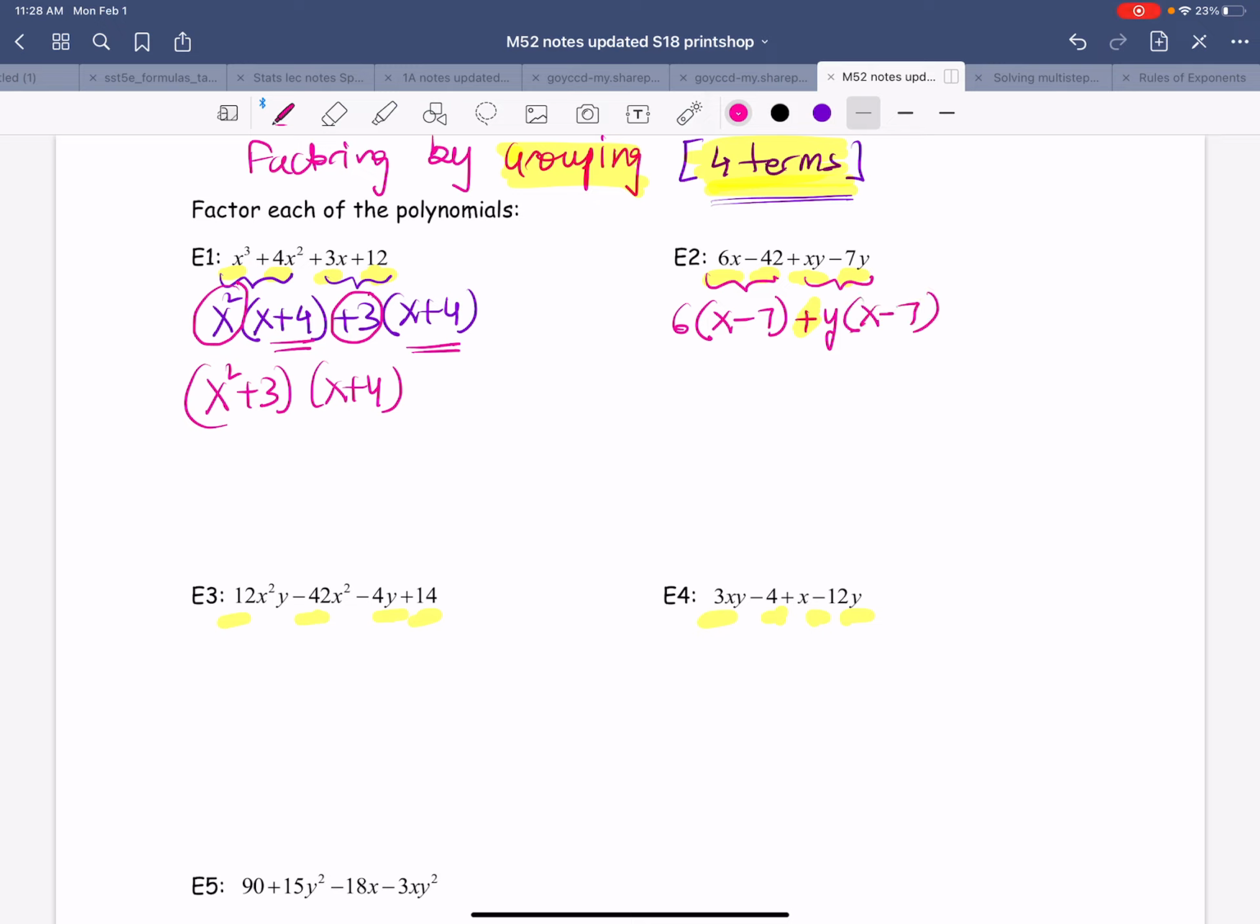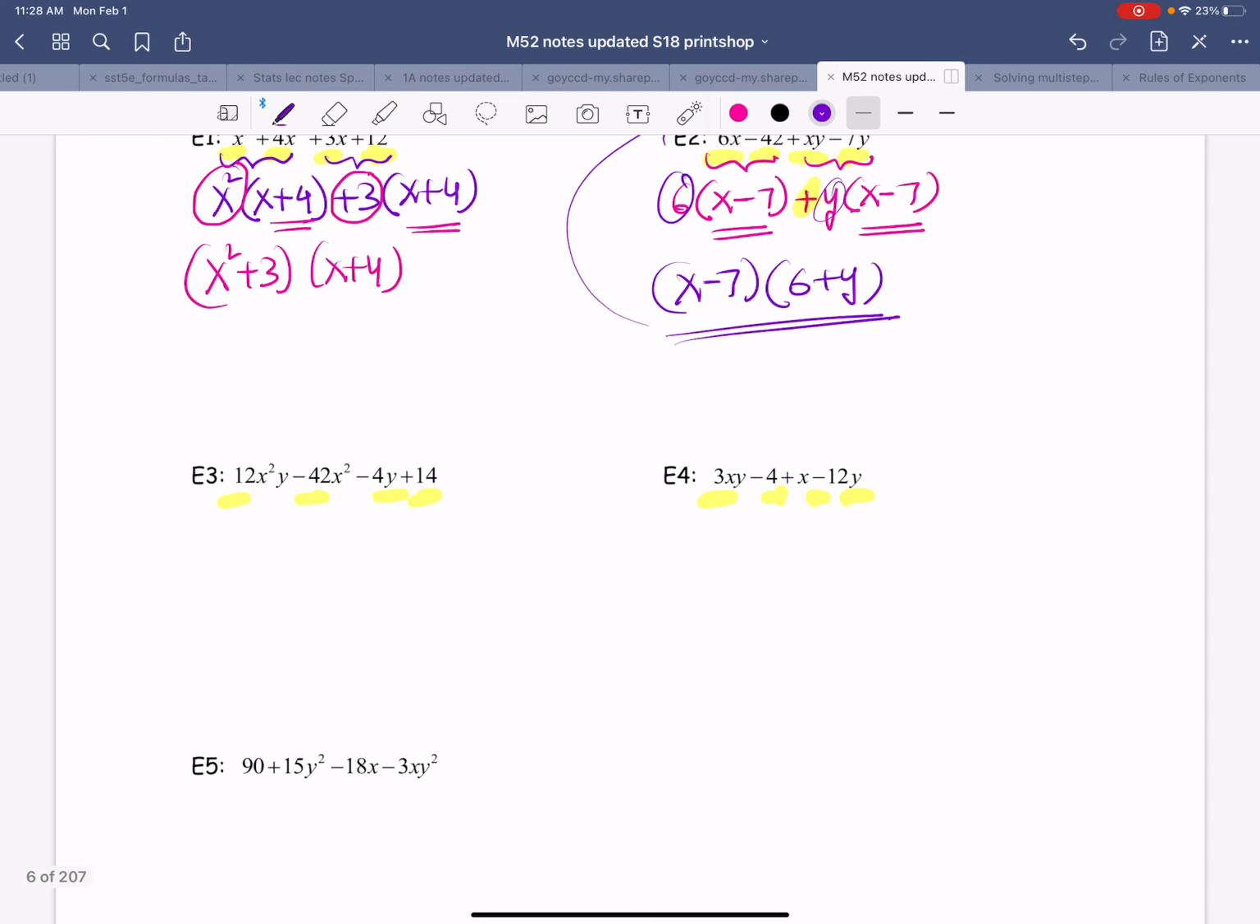x minus 7. Now we can see a common factor. There's my GCF. I'm going to pull out x minus 7 all the way in the front, and I'm left with 6 from the first portion of my polynomial and plus y from the second part. Okay, so x minus 7 times 6 plus y. And if you FOIL these, you will get this back if you multiply them together.